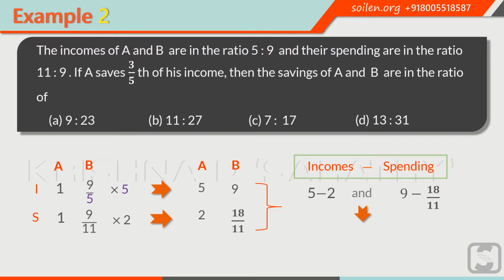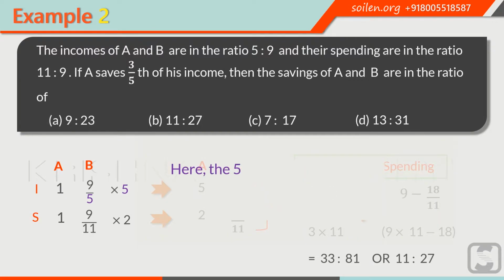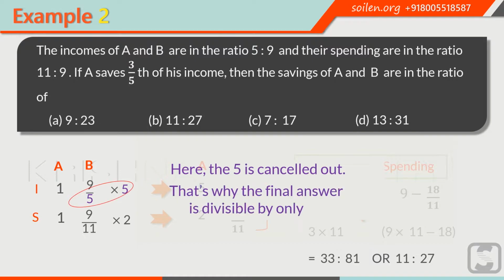Then, multiply by 11, 3 times 11, and 9 times 11 minus 18. After solving, you will get 33 to 81. Divide the ratio by common factor 3 and you can reduce the ratio into lowest terms, 11 to 27. I am sure you are able to notice the difference clearly. In this example, the 5 is cancelled out. That's why the final answer is divisible by only 11.